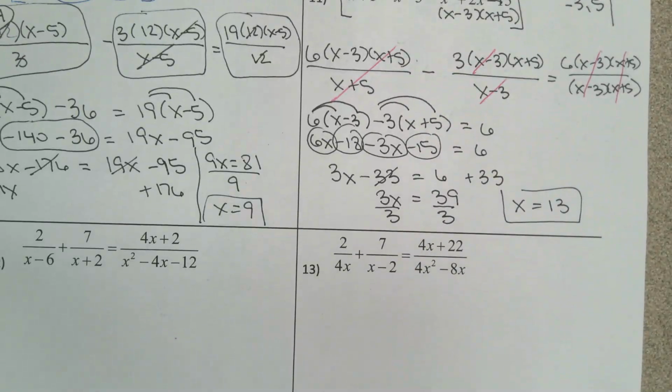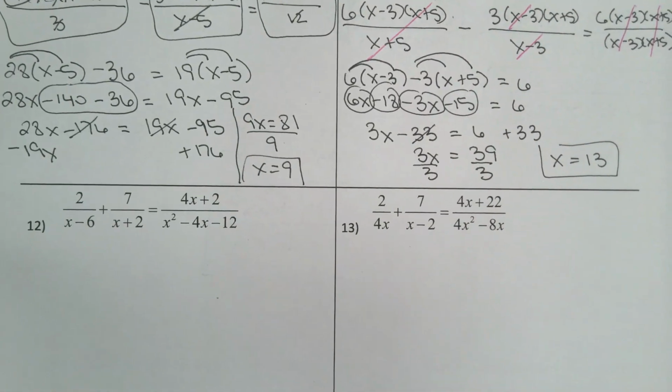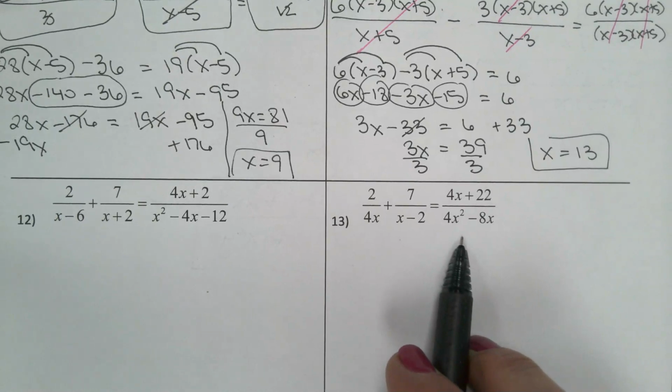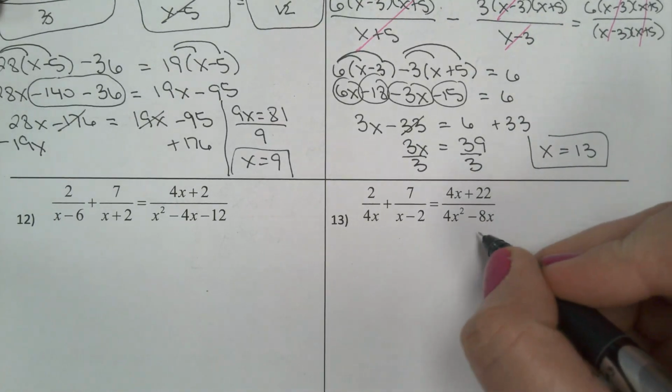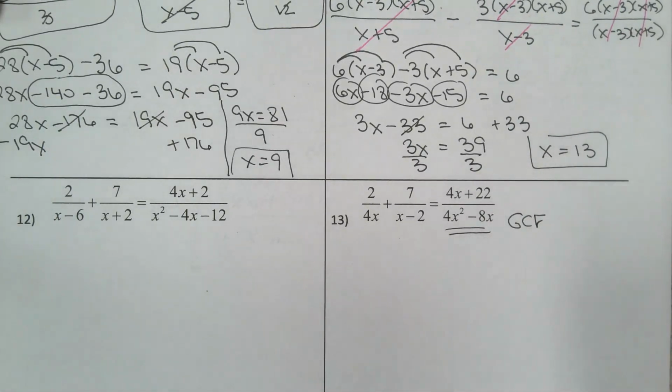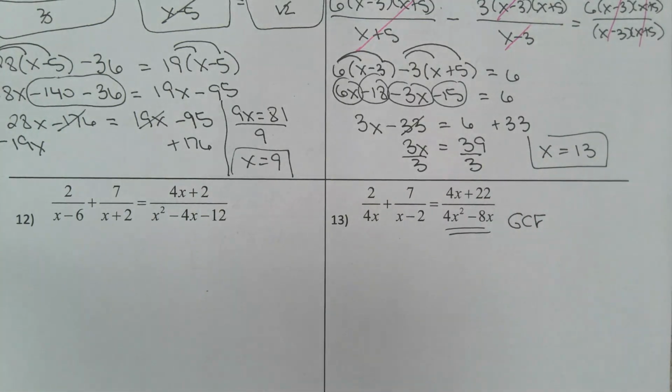And that is a 17-minute video. This is the only maybe tricky one for you. I can tell you that that right there has a GCF that you should factor out, but check the notes at the end for any additional help.